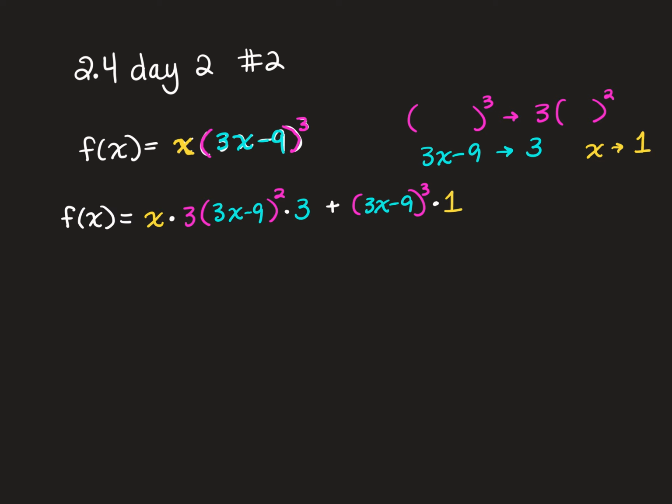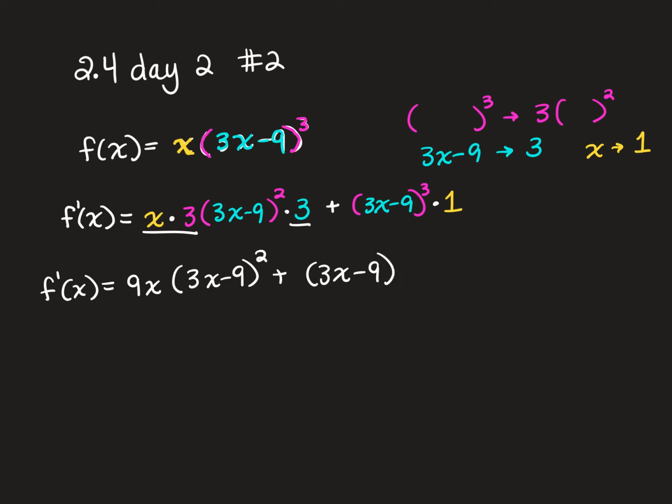And now it's just a matter of simplifying. So x times 3 times 3. Well, we can rewrite that, and I forgot to put the little indication for our derivative there. 3 times 3 times x is 9x times 3x minus 9 squared. And now we've got plus basically just 3x minus 9 cubed.